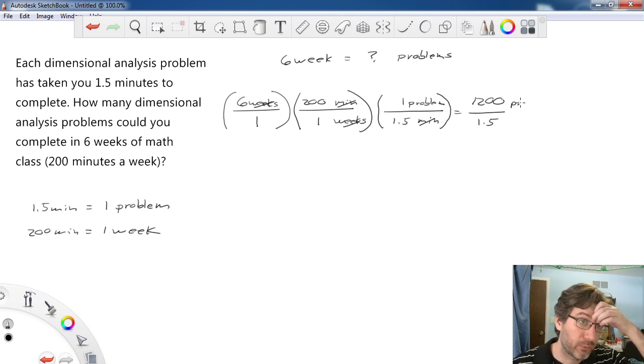Your units here are problems. You'll note you have no units on the denominator and you have no units on the numerator with the exception of problems. So this will tell you problems. And then you go ahead and reduce this fraction or divide it out, whichever you're more comfortable with. So 1200 divided by 1.5 is going to give us 800 problems.